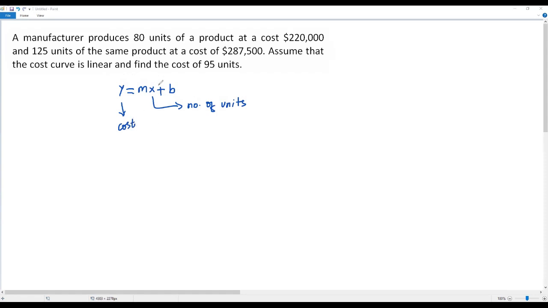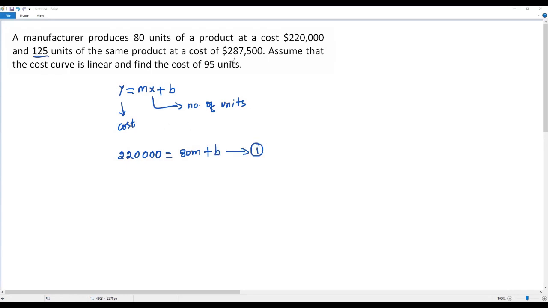We can plug the given information into this equation. That is, we plug in 80 units for x and the cost $220,000 for y. Then I'm getting the equation 220,000 equals, when I plug in 80 for x, m times 80. It can be written as 80m plus b. We can consider this equation number 1.